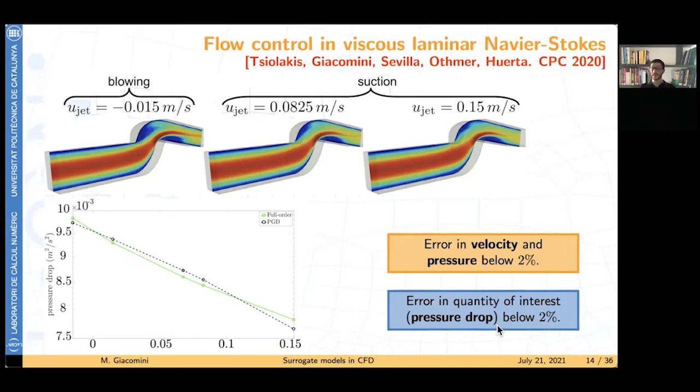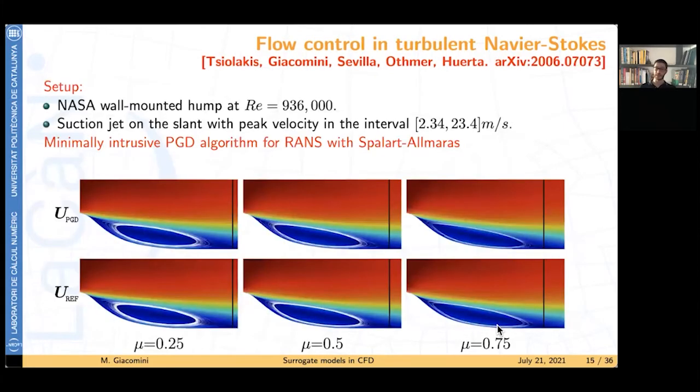So the natural evolution was extending this framework to turbulent Navier-Stokes. This was the second part of Vasilis's thesis. And in this case, we relied on RANS framework, so Reynolds-averaged Navier-Stokes equations with the Spalart-Allmaras model, which is the traditional turbulence model that is employed in Volkswagen to perform turbulence simulations.